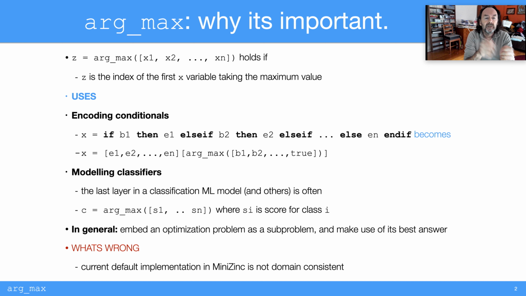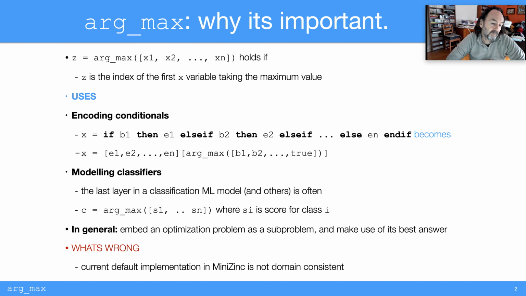So if you have this big conditional expression, if b1 then e1, else if b2 then e2, and so on, then you can actually encode that with argmax. Basically we're looking for the argmax of this Boolean list. The max will be true because the last element is true, that's the else branch. So we find the index position of the first Boolean which is true. Then we use that to look up in the array of expressions the one that we mean to assign to x. So that's a very neat usage of argmax.